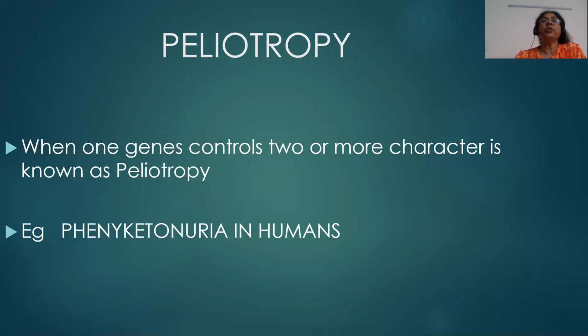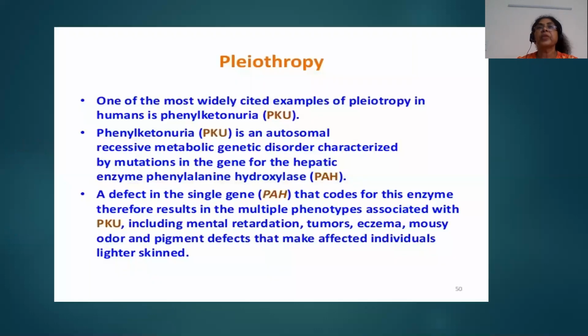So what is pleiotropy? Pleiotropy is when one gene controls 2 or more than 2 phenotypic characters. I'll repeat again. When one gene controls 2 or more than 2 phenotypic characters, it is known as pleiotropy. And a good example of it is phenylketonuria in humans.